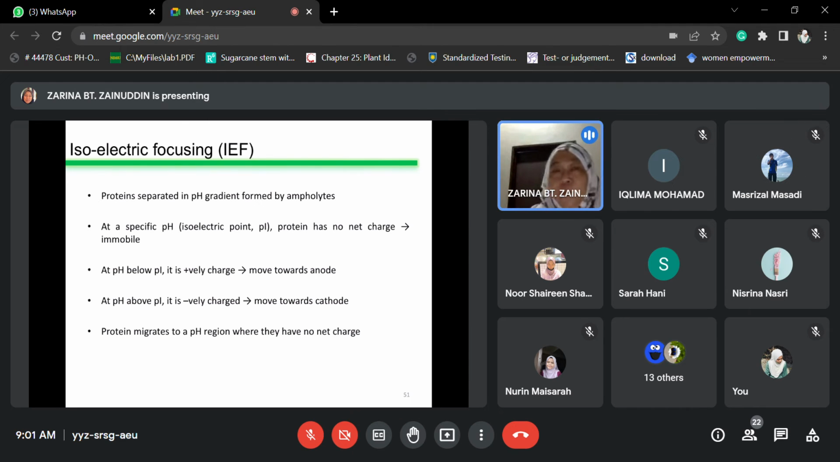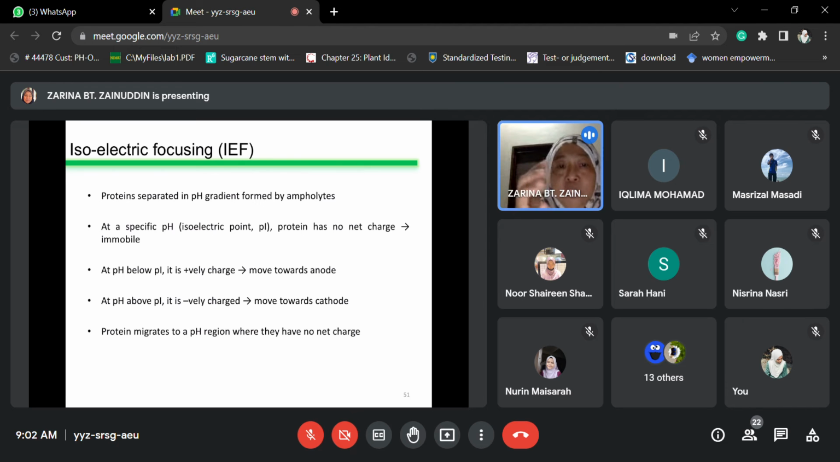Okay, so another way to separate protein, we can use a technique we call isoelectric focusing. This technique separates proteins based on a pH gradient formed by the ampholytes. At a specific pH, which we call the isoelectric point (PI), the protein has no net charge, so it cannot move, it becomes immobile.